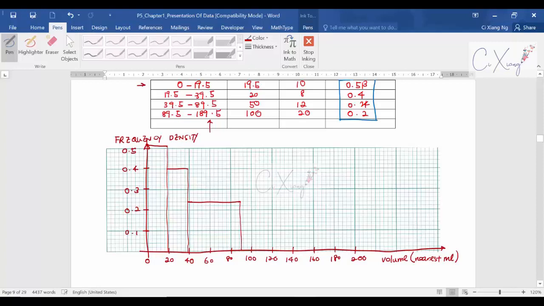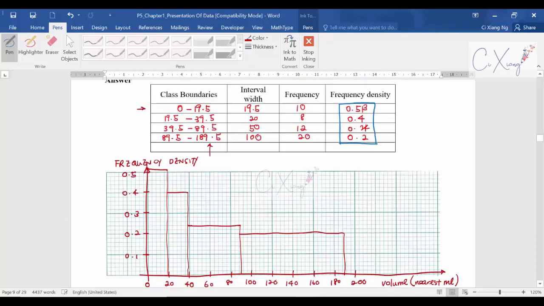Then the last one, 89.5 until 189.5, is 0.2. So from 89.5, you start drawing until 189.5, which is very close to 190. All right, so this is the histogram that you get, and you will realize that the widths of the bars are different. You will see that the y-axis here is the frequency density, not the frequency that we learned for the equal width before.